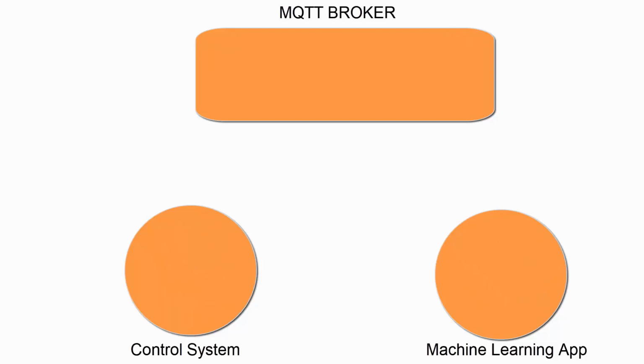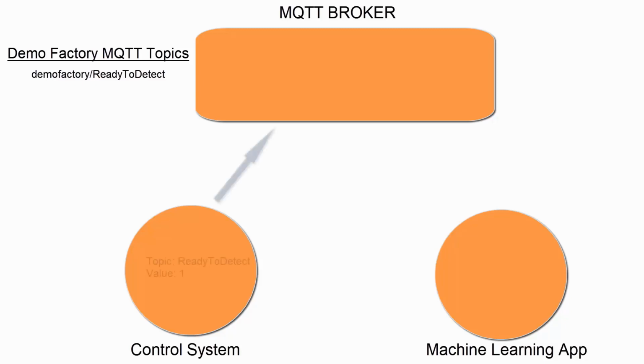So we're going to have two topics in our MQTT architecture. The first topic is going to be demo factory/ready to detect. This is the topic to which the Opto22 device publishes a message when a product is detected in order to let the image classifier know when to start identifying the product. The image classifier will subscribe to the same topic in order to receive the message.